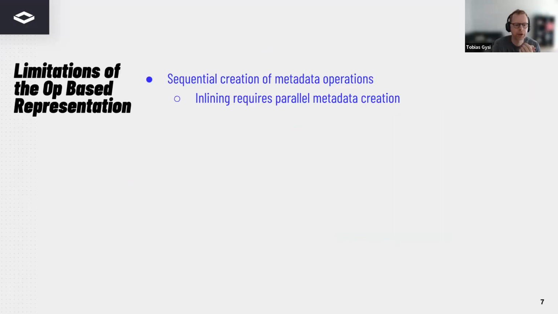What is now the limitation of this op-based representation? Essentially, it forces us to create new metadata operations sequentially. So we would always have to use a module level pass without parallelism if we want to create such alias operations, which is hard in inlining because the inliner is always parallel, and I think there is no real way to enforce sequential execution of the inlining.